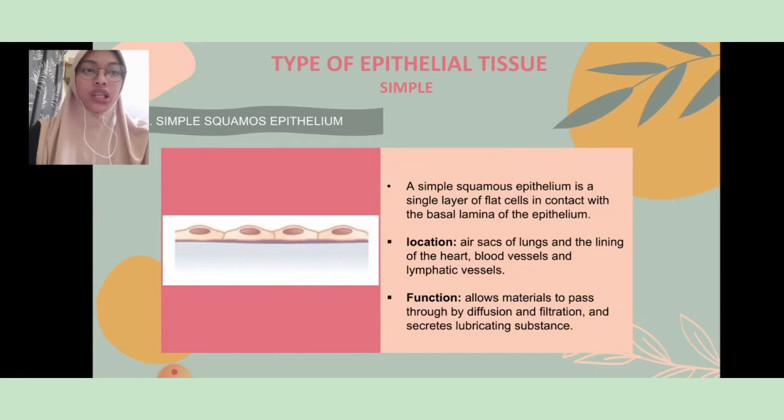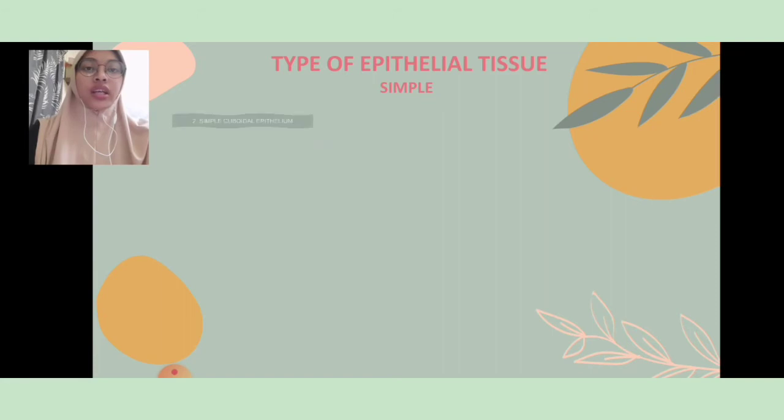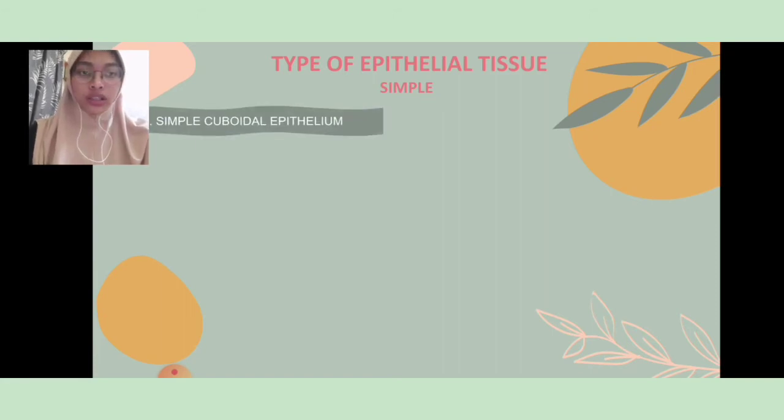A simple squamous epithelium is a single layer of flat cells in contact with the basal lamina of the epithelium. We can find this tissue at the air sacs of lungs and the lining of the heart, blood vessels, and lymphatic vessels. The function of this tissue is to allow material to pass through by diffusion and filtration and to secrete lubricating substance.